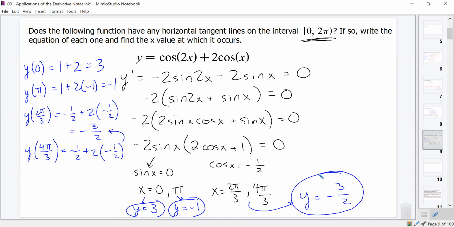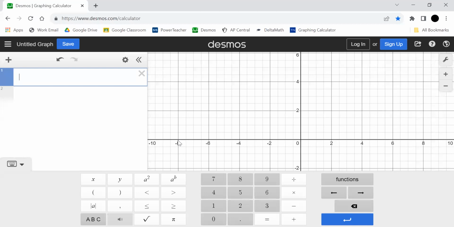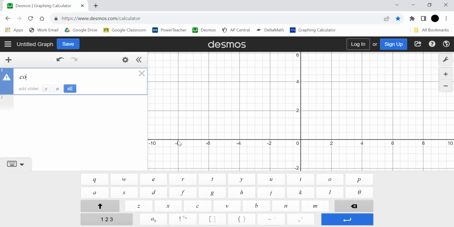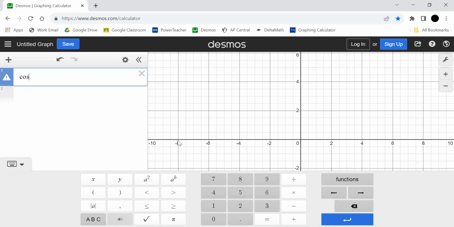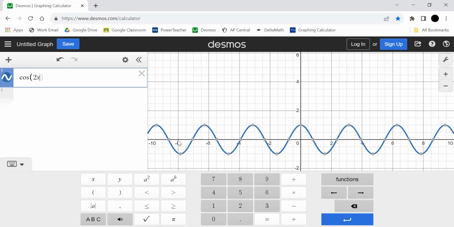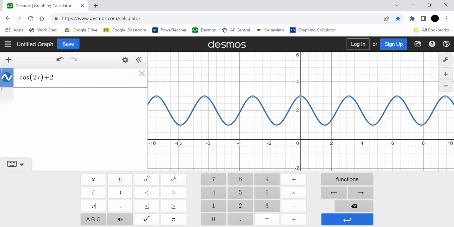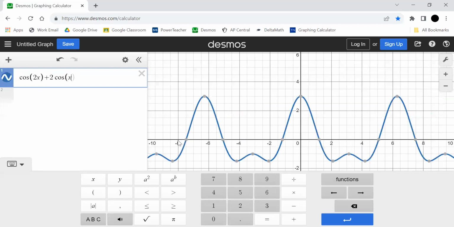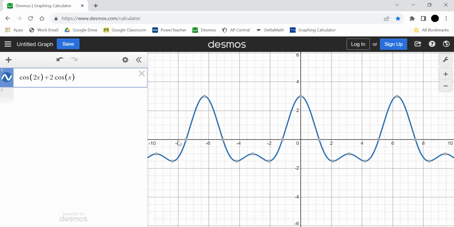And at this point, let's just take a quick look at what this really means. So if I open up Desmos here and put in the cosine of 2x plus 2 times the cosine of x, we can see what that graph looks like. And we can see that at x equals 0, the y value is 3. And it sure looks like if I were to draw a tangent line at that local maximum there, we'd end up with a horizontal tangent line.